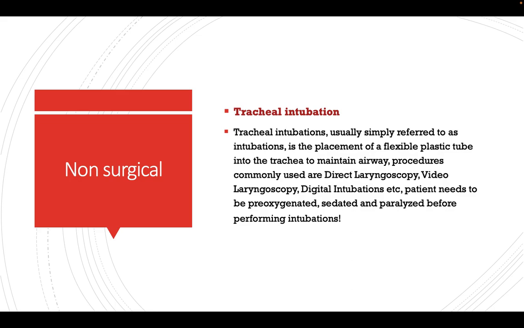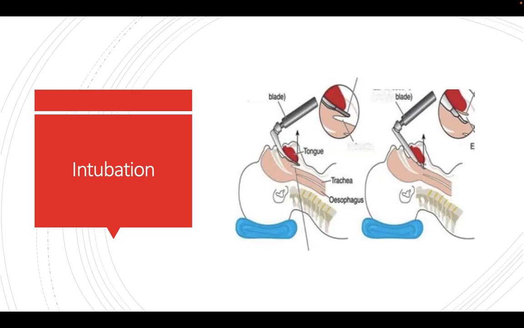For this, first we need to pre-oxygenate the patient with bag valve mask, and then we sedate the patient. Then we pass the endotracheal tube through direct laryngoscopy. That's how we perform the direct laryngoscopy. We take a laryngoscope with the light source, and then we pass the endotracheal tube.